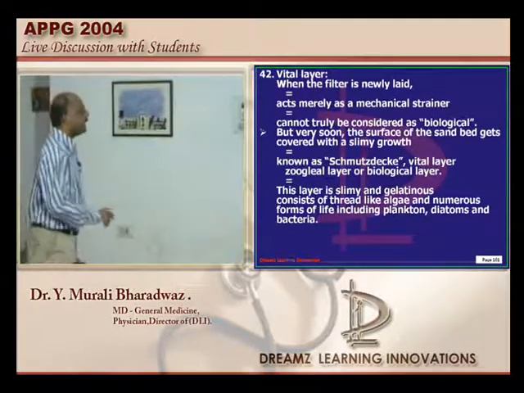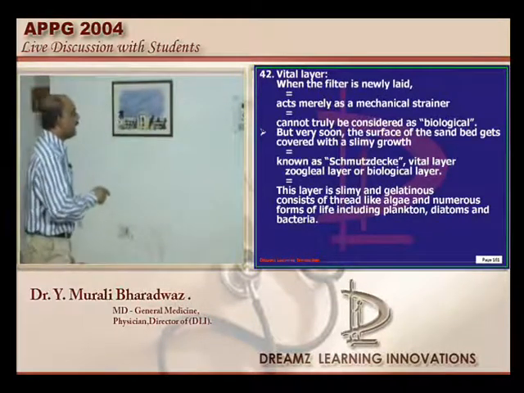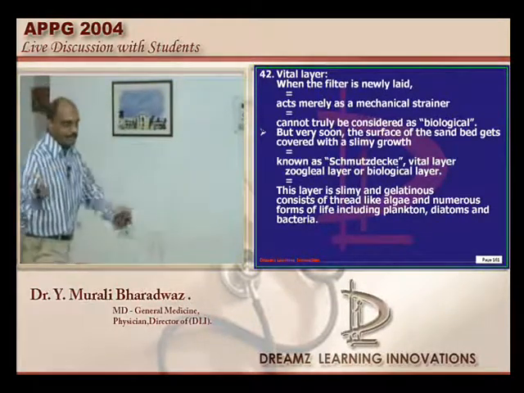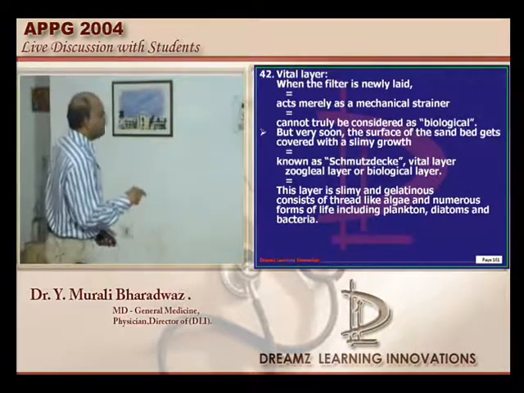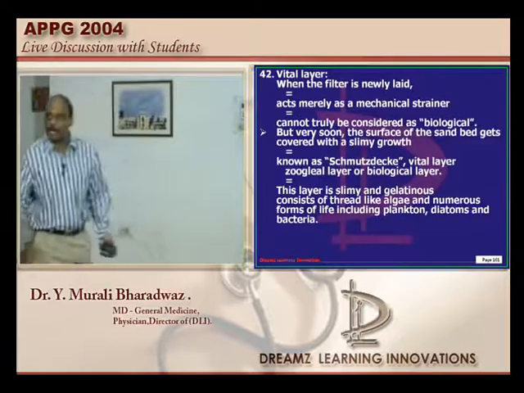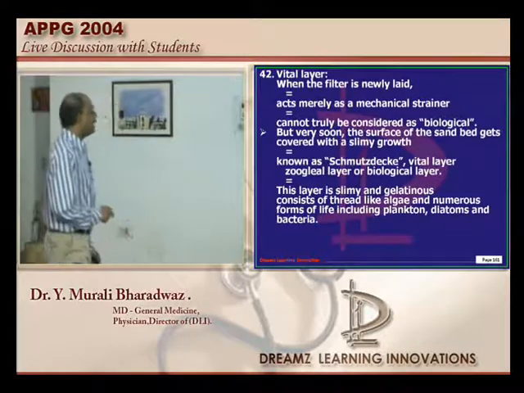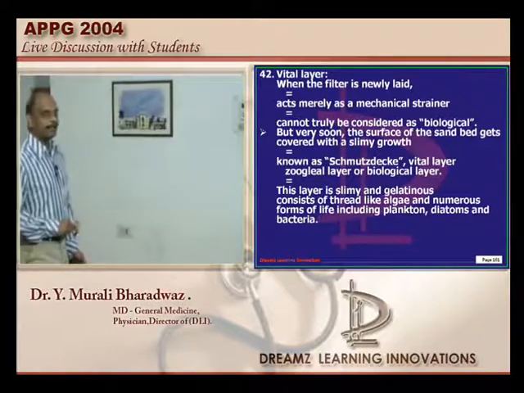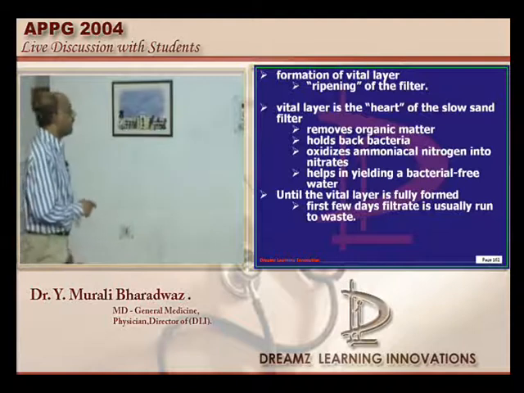So the vital layer: whenever the filter is newly laid, it acts only as a mechanical strainer. It has no biological activity. But very soon, the surface of the sand bed will develop a lot of slimy growth, which is called the schmutzdecke, the vital layer, and it is this which will have all that important filtering properties. And the formation of this vital layer is called ripening.